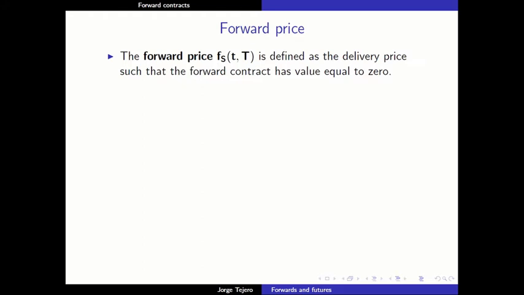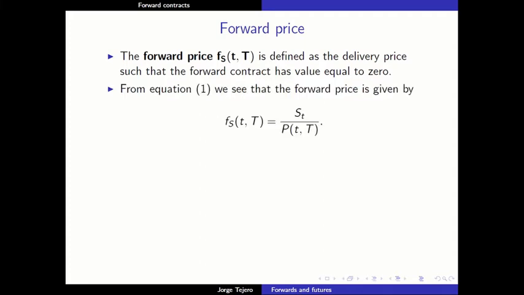Now, the forward price is defined as the delivery price such that the value of the forward contract is zero. So if we take the equation that we previously saw that gave us the value of the contract and set it equal to zero, we will see that the delivery price that makes the value of the contract equal to zero is given by this expression. If we take this delivery price for our forward contract, the value of the contract is going to be 0 at time little t.